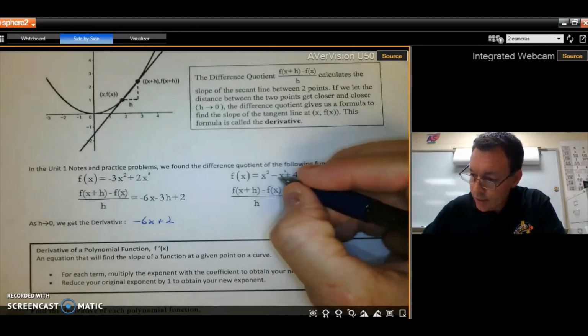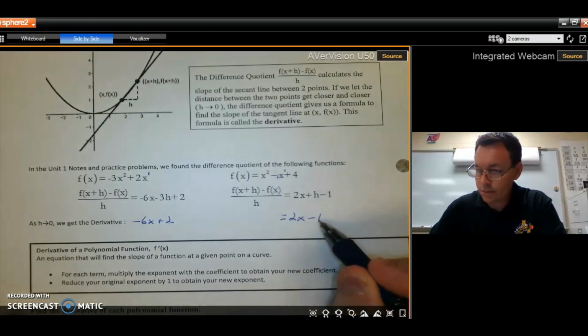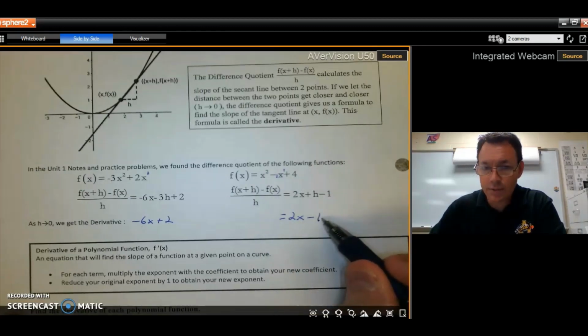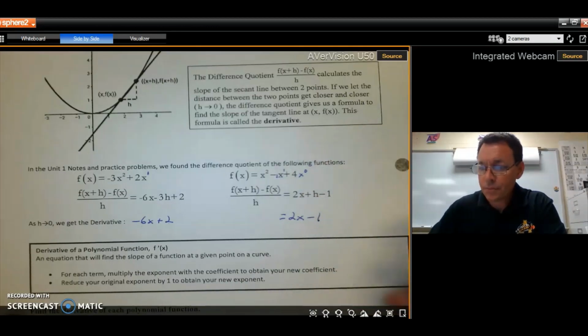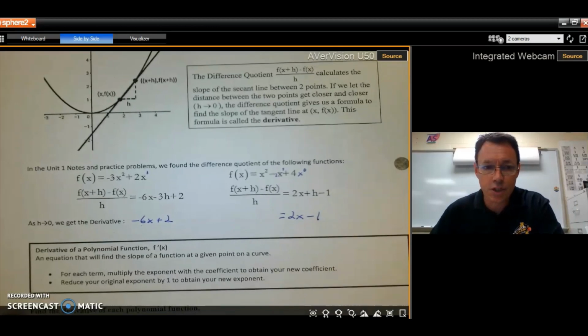This is a 1, and this is a 1. So 1 times 1 is 1. Reduce this by 1. Now we have x to the 0, so we're not going to write it. This constant already is x to the 0 power. So 0 times 4, that just disappears on us. And that's it. That's your derivative.